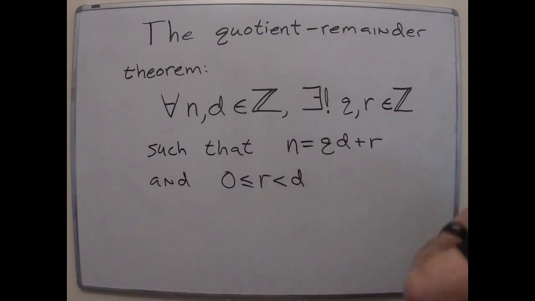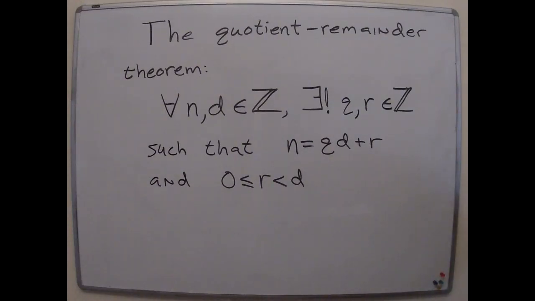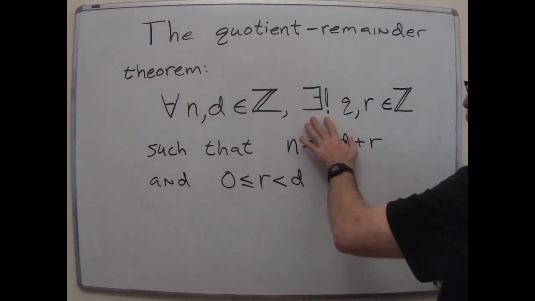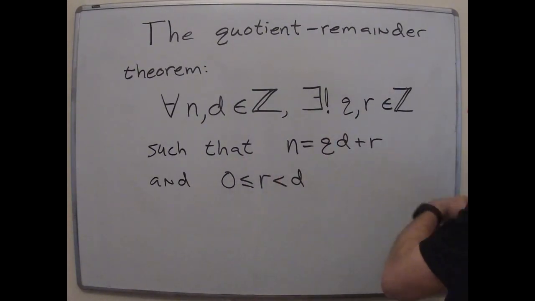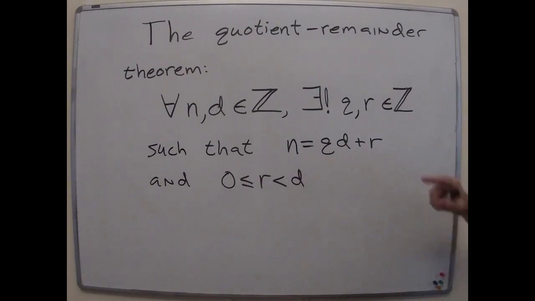Now, this is a symbol we haven't seen before, or maybe we have. I forget. But putting an exclamation point after the existence quantifier says that the thing that exists is uniquely determined. So you read this, for all n and d, there's a unique pair of integers, q and r, such that n is equal to q times d plus r.